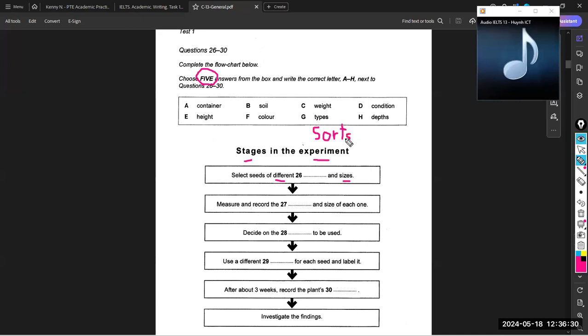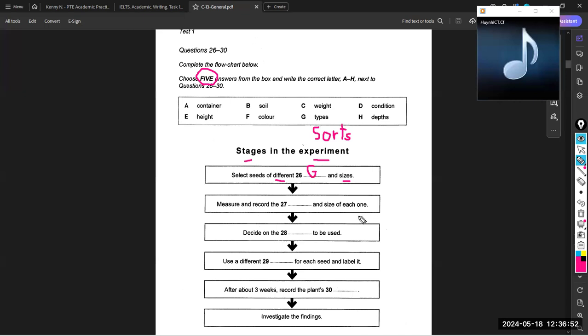So how many different sorts and sizes do we need? Type, sort. Okay. Four different ones? So four different ones, four different sizes and sorts. I think that would be enough. There'll be quite a large number of seeds for each one.